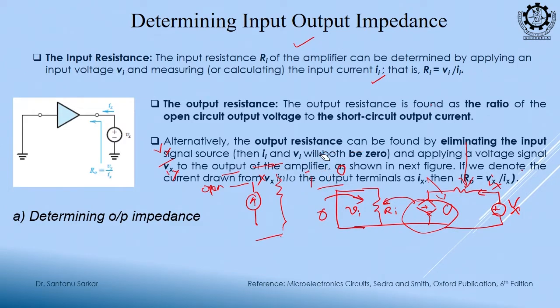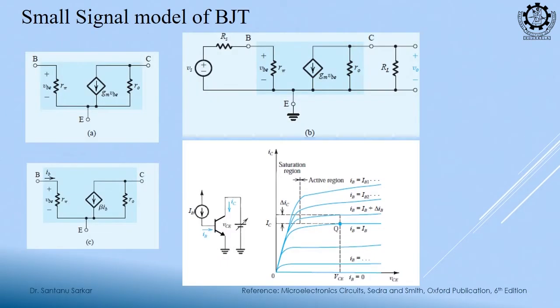So, what I just discussed is written here. Alternatively, the output resistance can be found by eliminating the input signal source and applying a voltage signal Vx to the output of the amplifier, as shown in the next figure. Okay. So, Ii and Vi should both be 0. This is our objective.